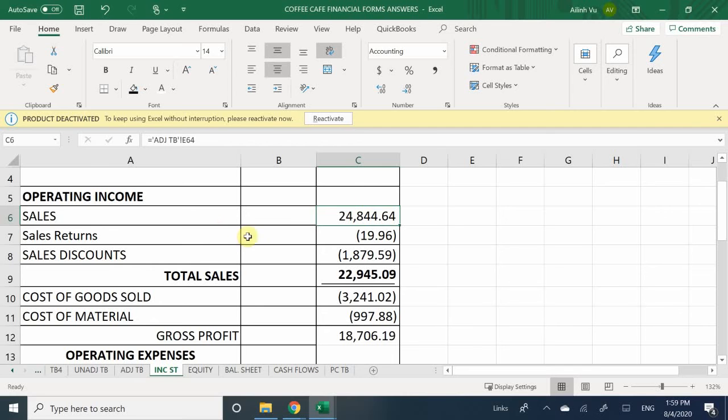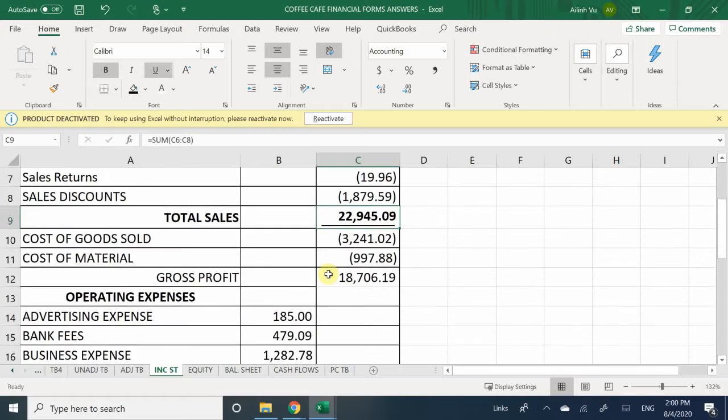So what I did here is I went ahead and subtracted my total sales returns and allowances of $19. And then I also totaled up all my sales discounts, which was a total of $1,800. And I subtracted all of that from my sales. So right here is the total of my sales in general. Okay? And here I get $22,000.